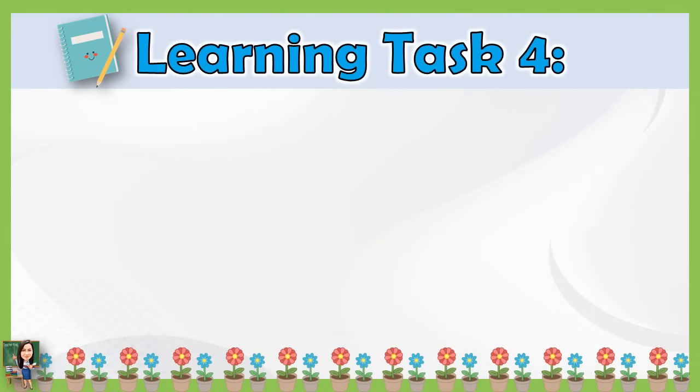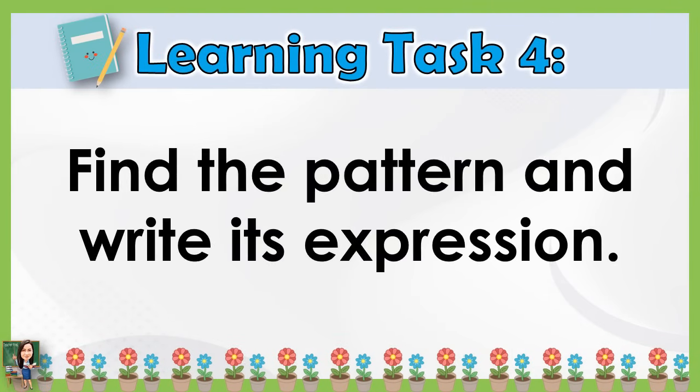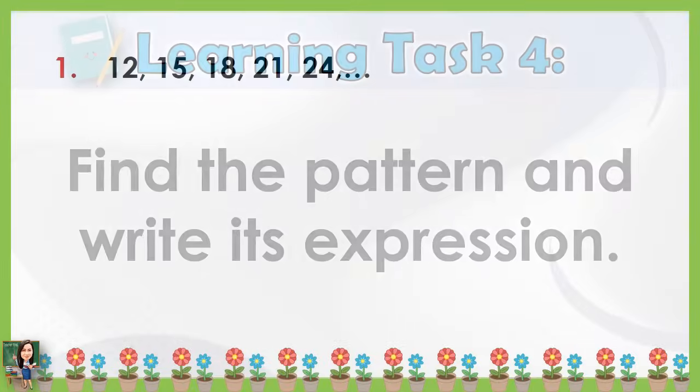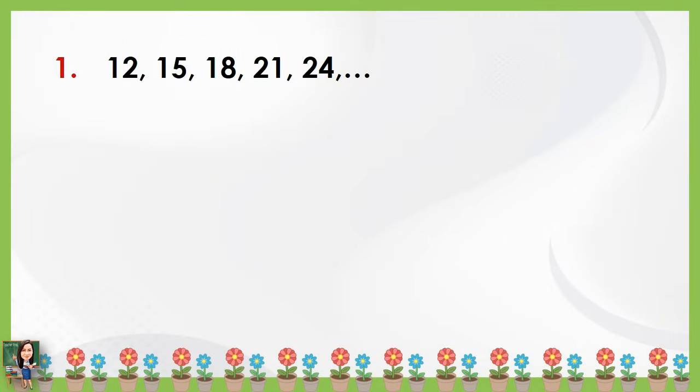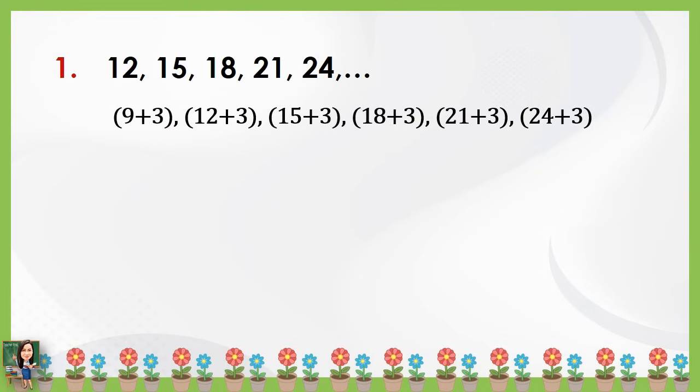For learning task 4, find the pattern and write its expression. Number 1, 12, 15, 18, 21, 24. So that is 9 plus 3 equals 12, 12 plus 3 equals 15, 15 plus 3 equals 18, 18 plus 3 equals 21, 21 plus 3 equals 24. And the next 3 terms are 27, 30, 33. The rule is add 3 to each term.